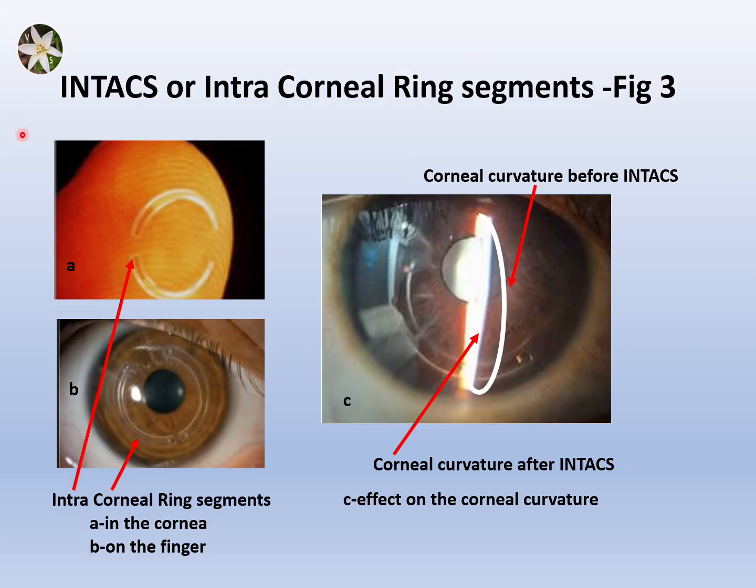Here we see the intracorneal ring segments placed on the finger, placed in the corneal stroma, and here we see the effect of the intracorneal ring segments or Intacs on the corneal curvature. So this is before the application and this is after the application.